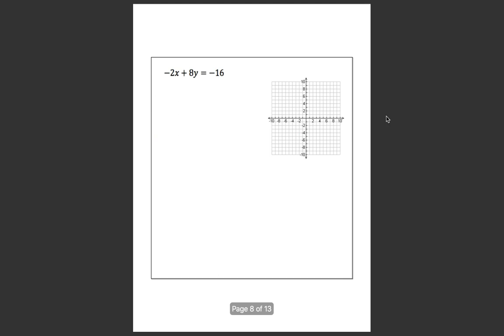So what I would like you to do is take a minute. You've got the equation here, negative 2x plus 8y equals negative 16. I want you to find the y-intercept, find the x-intercept, and use them to draw a quick sketch of what that line might look like. So take a minute, pause the video, and then come back and see the solution.